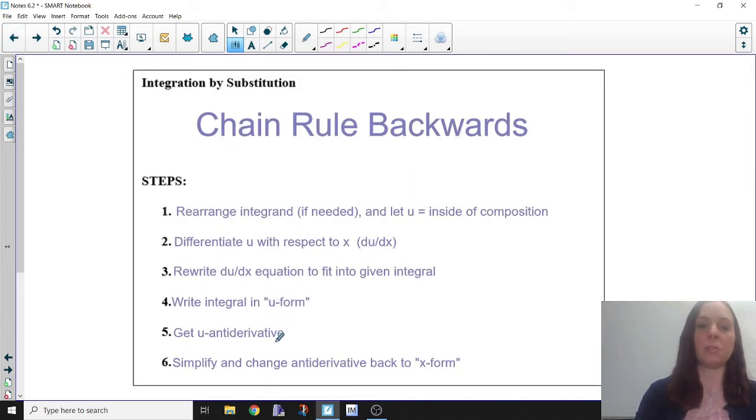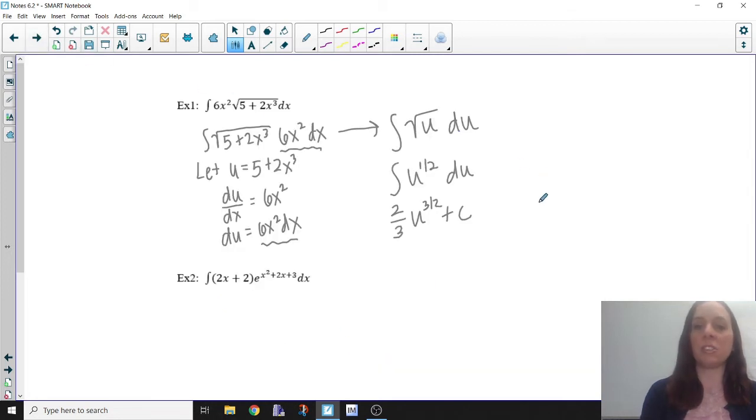So we just did steps 4 and 5. We rewrote the integral in u form. We got a u antiderivative, and now we're ready to change the antiderivative back to x form. Okay, that doesn't mean changing u to x. It means changing u to 5 plus 2x cubed. So our final answer is 2/3 times the quantity, 5 plus 2x cubed, plus c.